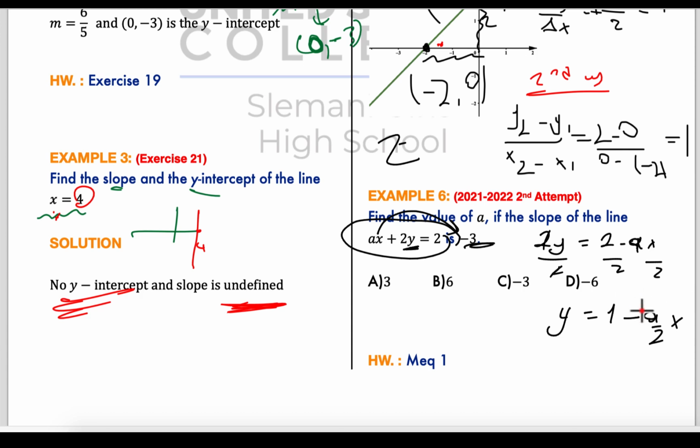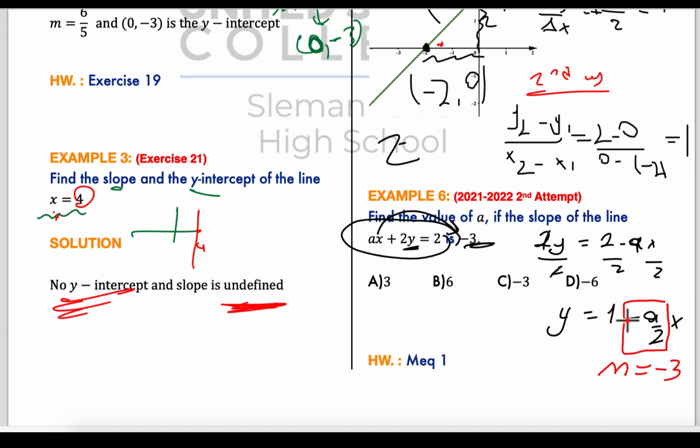What was the slope if the equation is in slope-intercept form? Slope is the coefficient of x. The coefficient of x here, negative a over 2, represents the slope, which is given in the question as negative 3. That's a very smart question. It's a different type. 2022 ministry question. Now we need a.